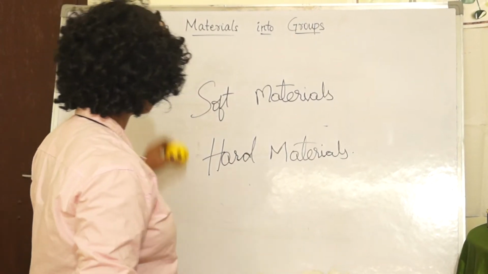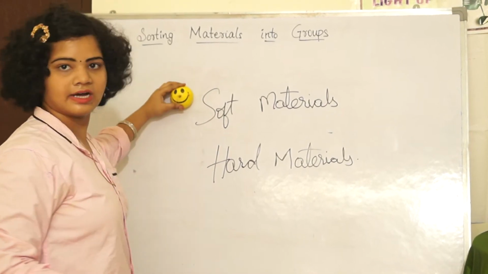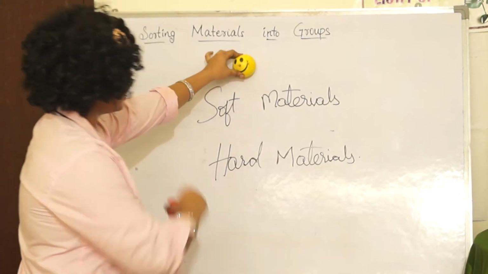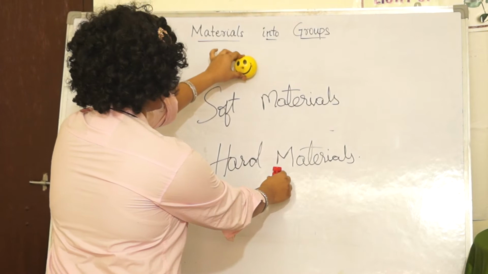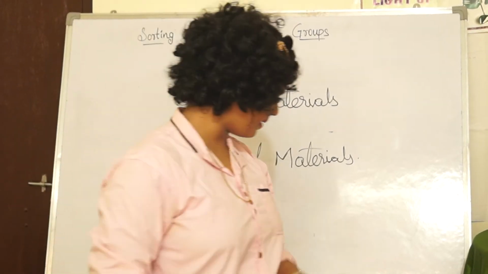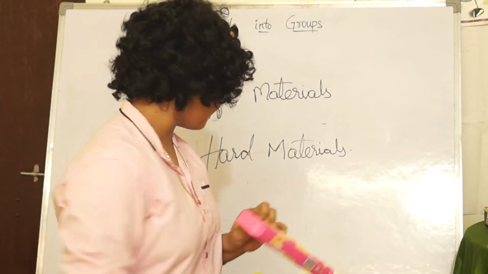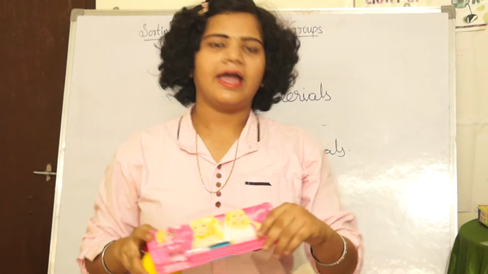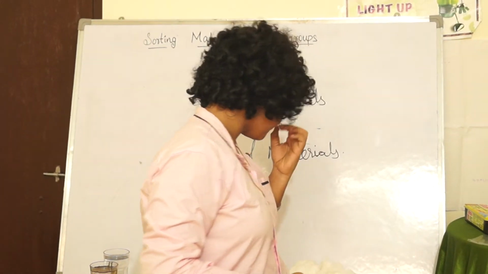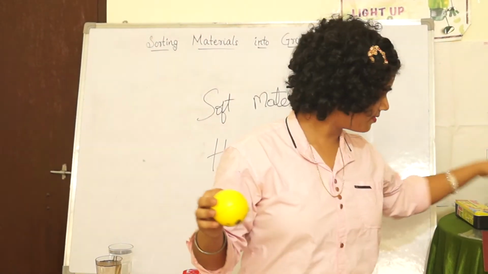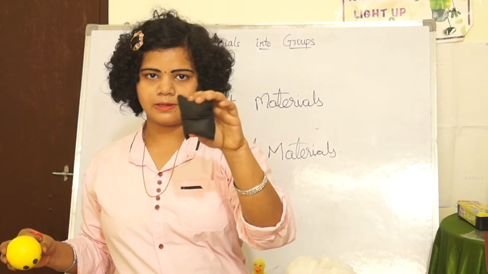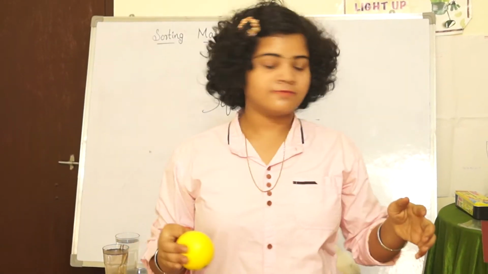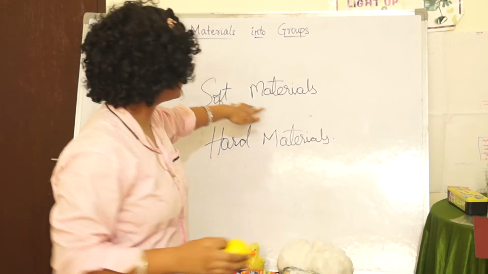Now, an example for a soft material is a smiley ball. You can see here, a smiley ball. And examples for hard materials are a poster color. Not only a poster color, you have the gum box. If I try to compress this box, it's not getting easily compressed. It's not getting compressed actually. And if I am trying to compress this ball, or this small pillow, it is getting compressed. So you have such types of objects which can be easily compressed.